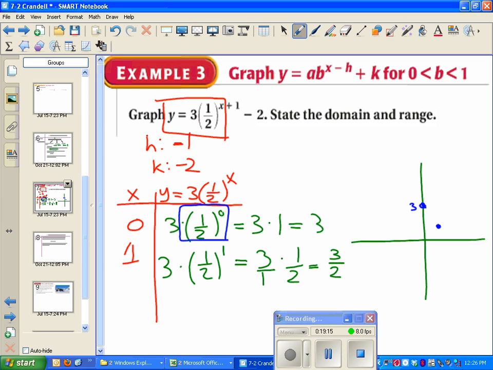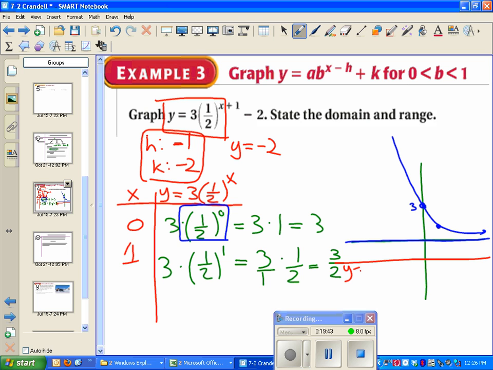And we know it's a decay function, so we're going to start high and end low. But we're not going to touch the x-axis, we're not going to cross it, because this is our asymptote. All right, then we're going to translate using h and k. So we're going to take those 2 points. Our asymptote is now y equals -2. So we're going to shift the asymptote to -2.